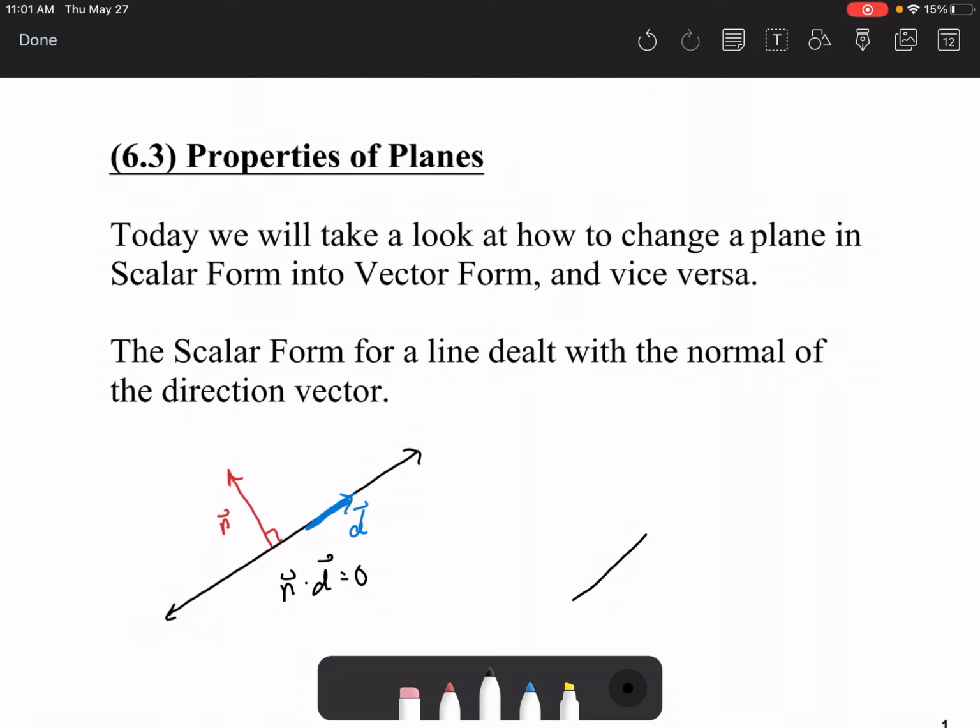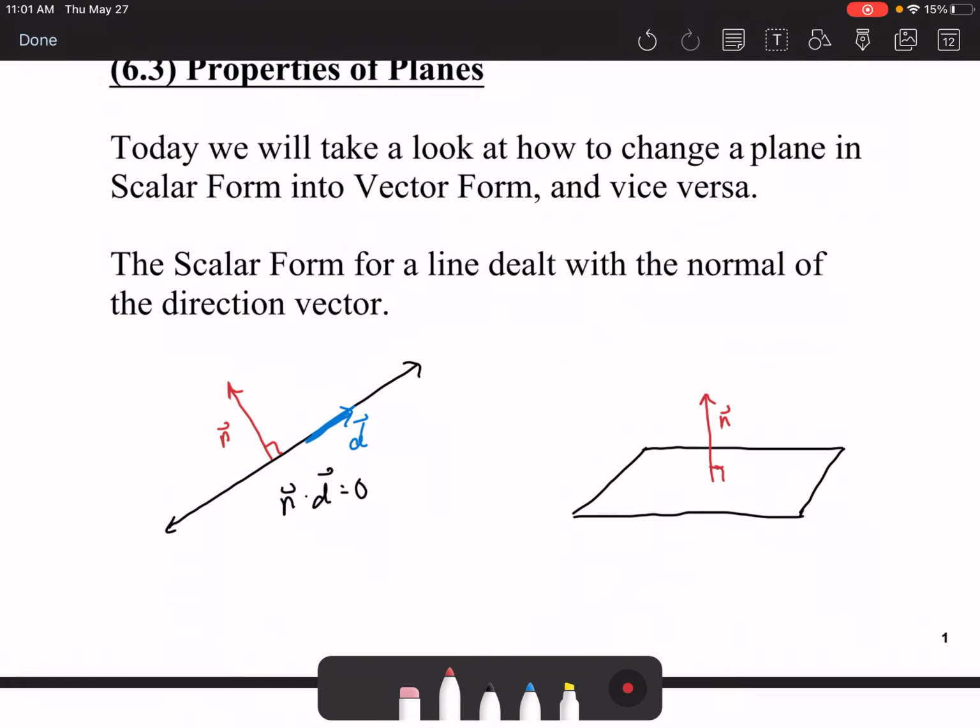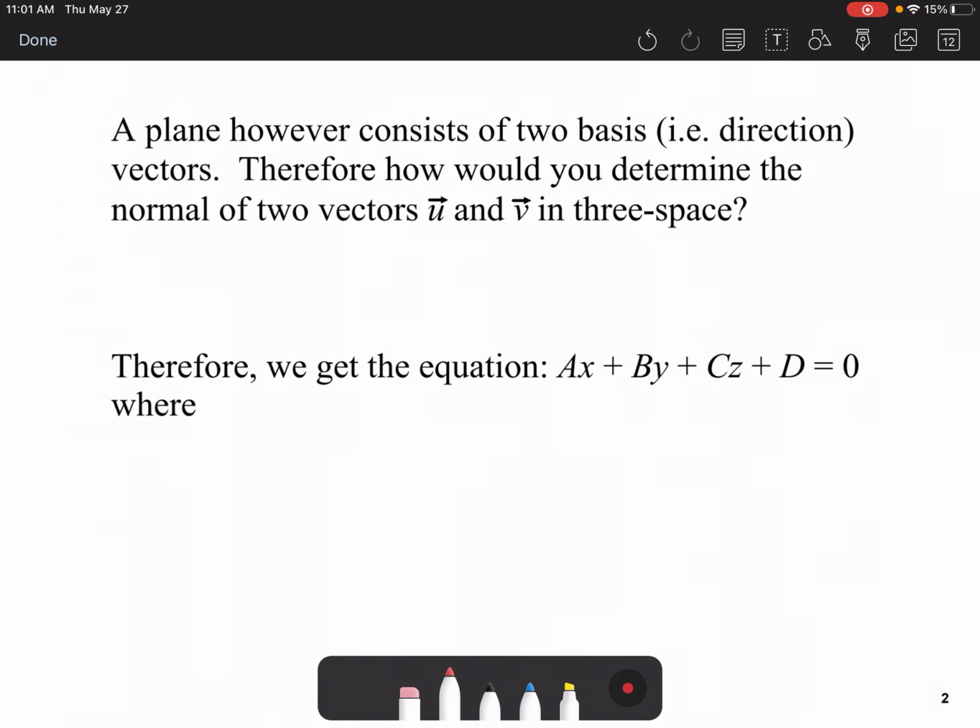Likewise, for a plane, you also have a normal vector, which is orthogonal to the plane. Now, please remember that a plane consists of two basis vectors. Any plane that we might have consists of basis vectors. Let's call them u and v. That means the normal has to be orthogonal to both of them.